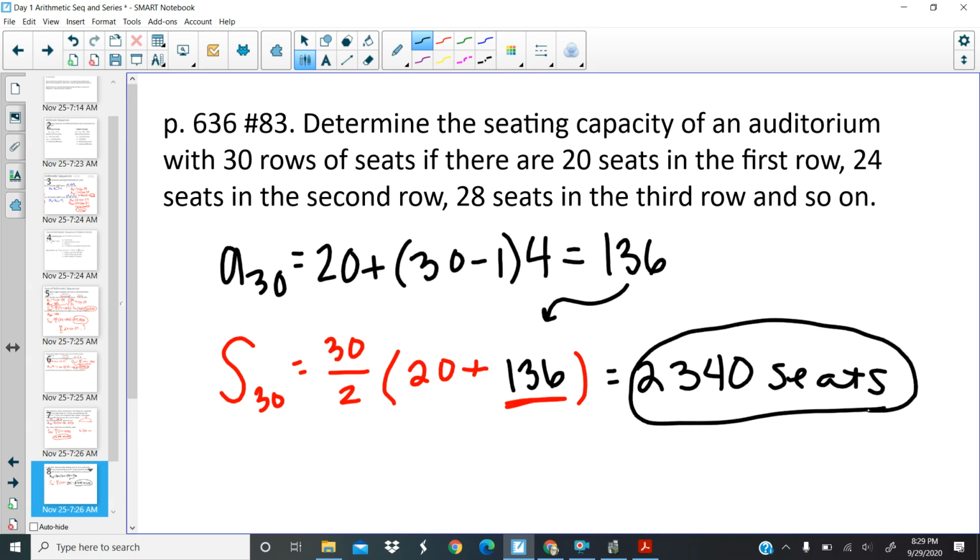So that pretty much sums up arithmetic sequences and series. So you should be good to go work on your homework for that.